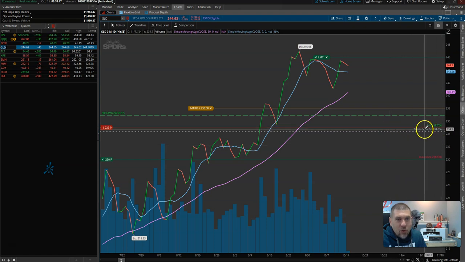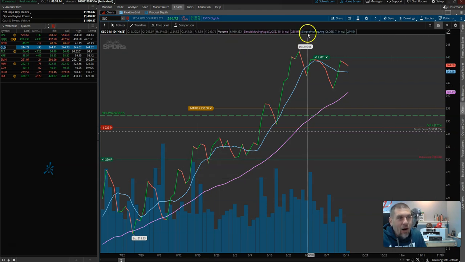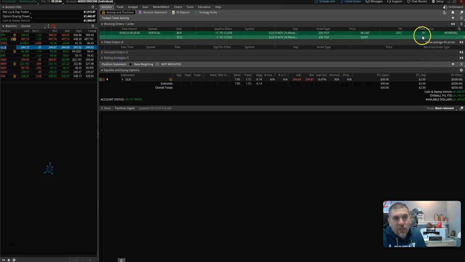We sold the 235 strike and we bought the 230. Now our 21 days of expiration is going to be this Friday. But you can see that we have plenty of room. Both of our single moving averages are up. If you look at where we're at, 47 cents, we want to take profit at 38 cents.